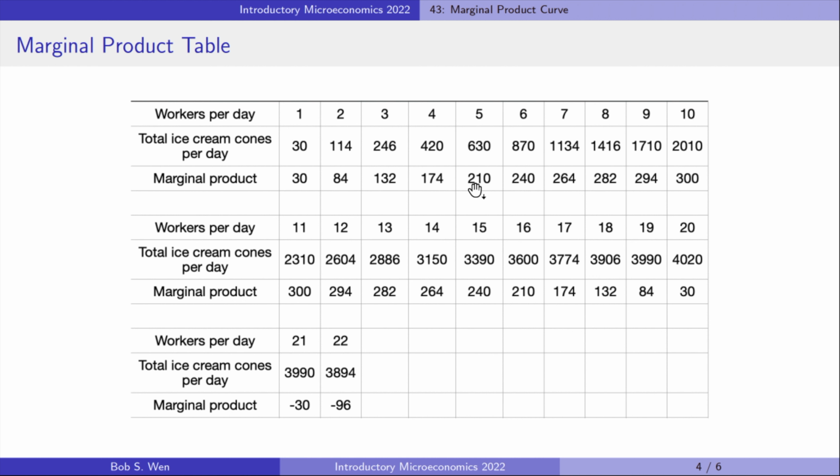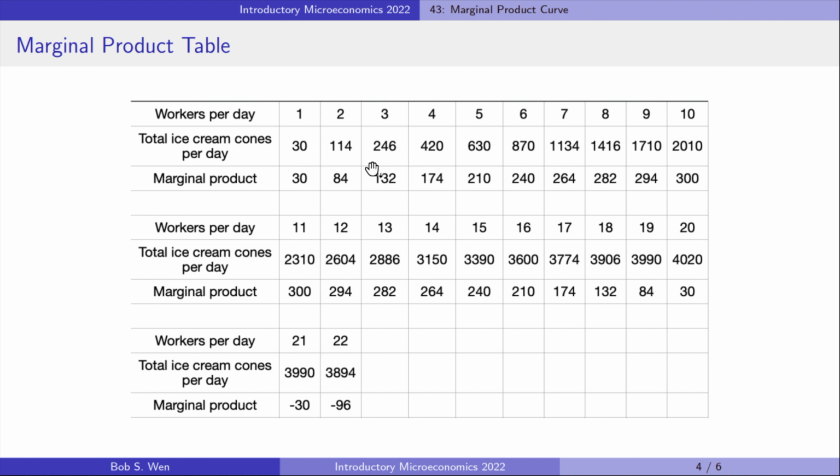The marginal product of labor is the change in total output resulting from using an extra unit of labor, holding other factors constant. We can make a table to show the marginal product of labor. This is the marginal product table for the ice cream firm.